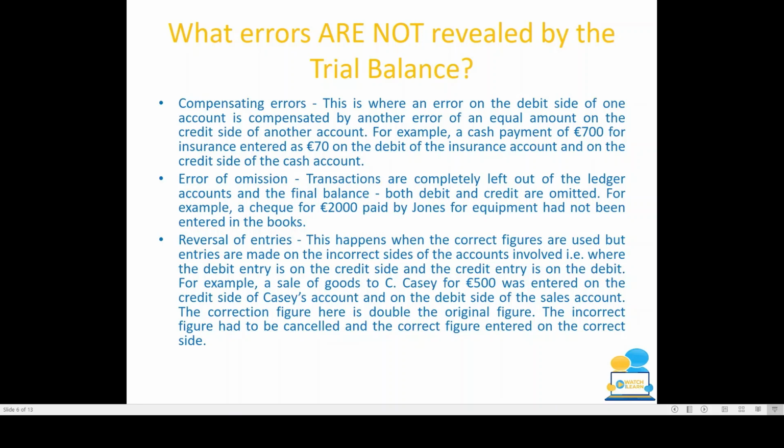So for example, the sale of goods to C. Casey for 500 was entered on the credit side of Casey's account. It should be the debit side because he's a debtor, and on the debit side of the sales account, it should be a credit side because sales has a credit balance. The corrected figure here is double the original figure. So you have to post it once on the opposite side to correct the mistake, and then post it a second time to fix the journal. So the incorrect figure had to be cancelled and the correct figure entered on the correct side.